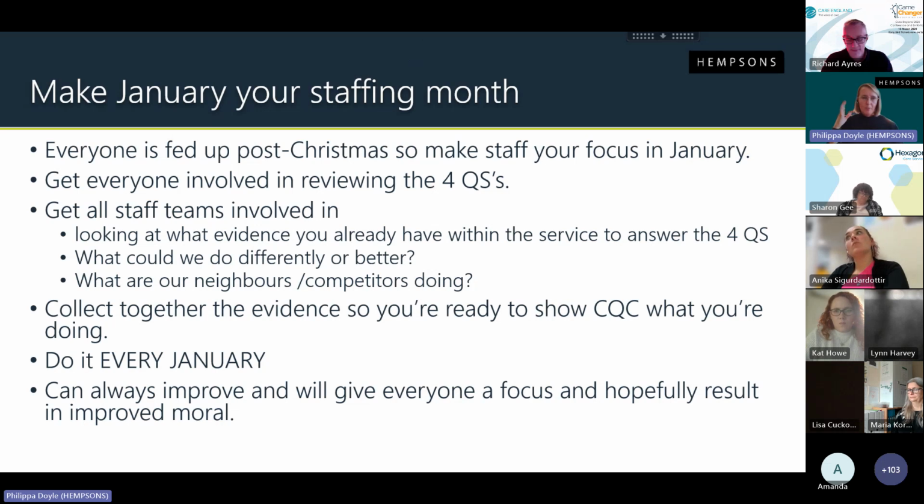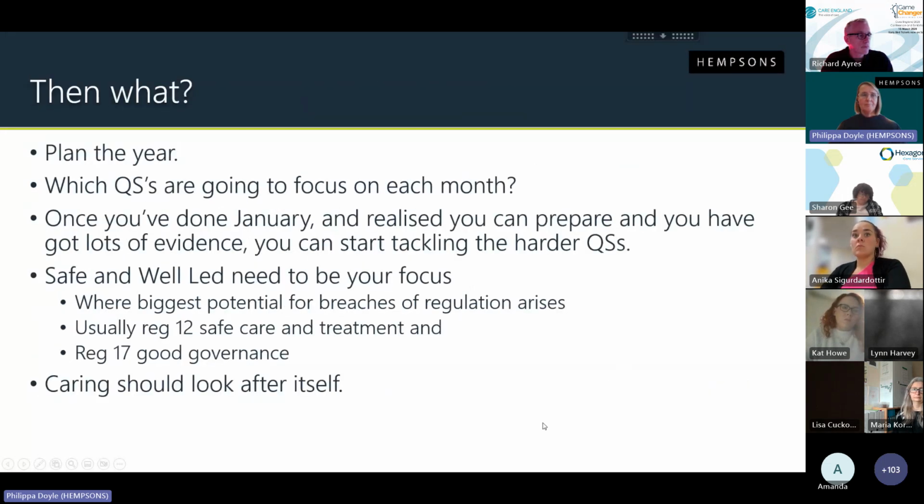And then when you move into February, you can have a clearer view on, right, what's our focus going to be in February? Are we going to focus on medication, for example? Are we going to look at well-led? Are we going to have a focus on caring and make sure that everything that's required in caring, we're actually documenting and we're doing everything that we need to do? So it just gives you a way to jump into it that isn't too daunting and doesn't mean that you're having to tackle that really difficult quality statement 1, dealing with that learning and development culture.